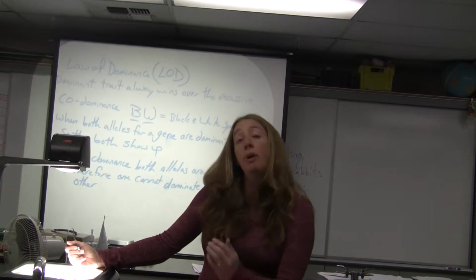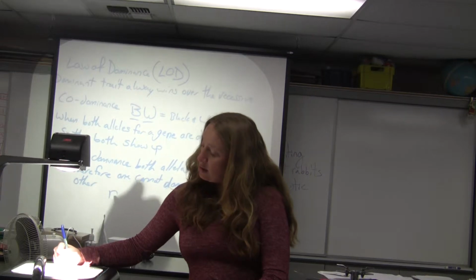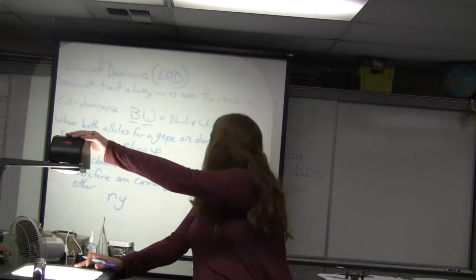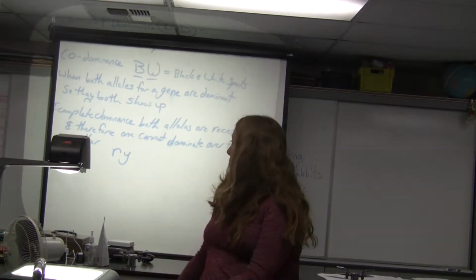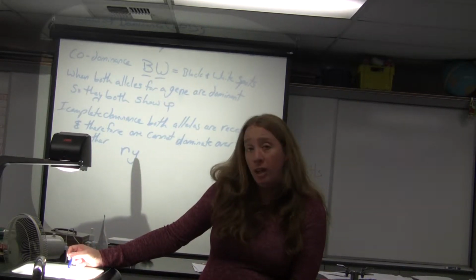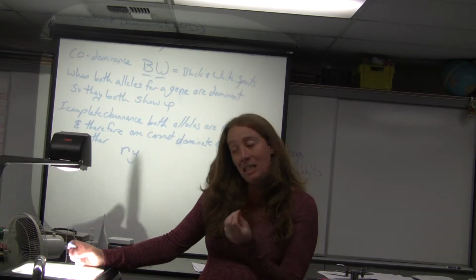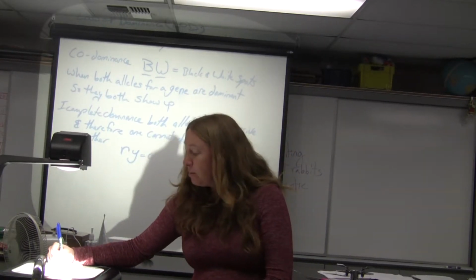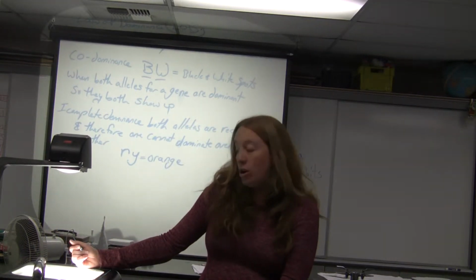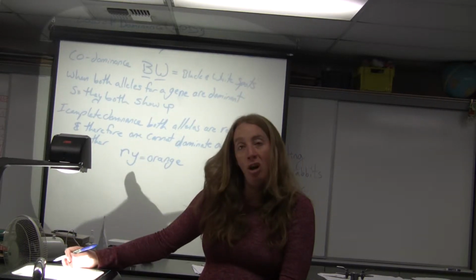So in the example, you have red flowers and yellow flowers. So red is recessive and yellow is also recessive. Move this up so you guys can see a little better. So the red can't win over the yellow, and the yellow can't win over the red. So they end up having to blend, and you end up with orange. So what you end up seeing is a blend of the two colors together.